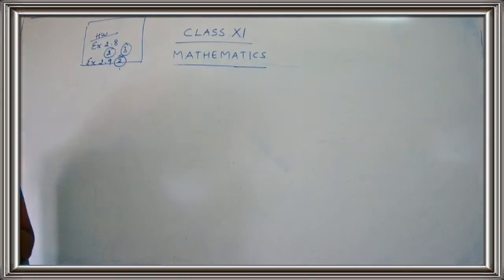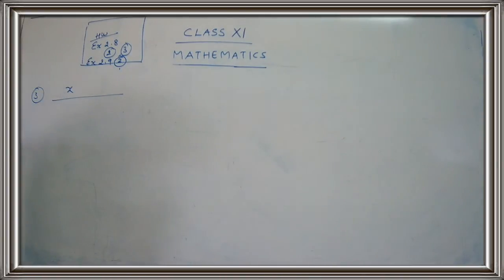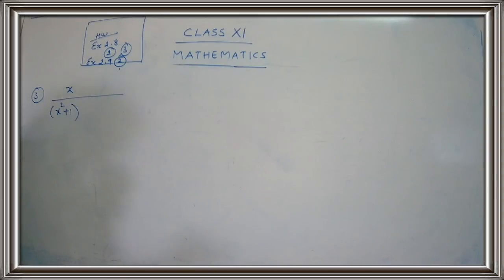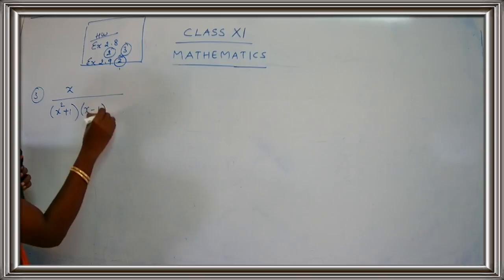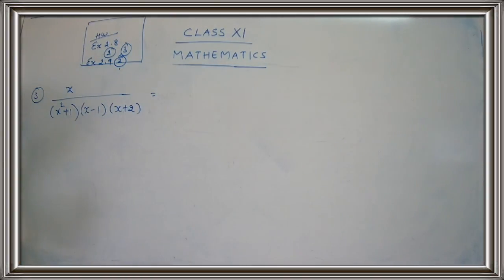Okay, so we are going to start with the third question. The third question is of 5 marks. If they ask this question, it will be for 5 marks. Third question is x upon x square plus 1, x minus 1, x plus 2. Okay, this is the question. x upon x square plus 1, x minus 1, x plus 2. Okay, so we have taken down the question properly. Now let us understand the concept here.